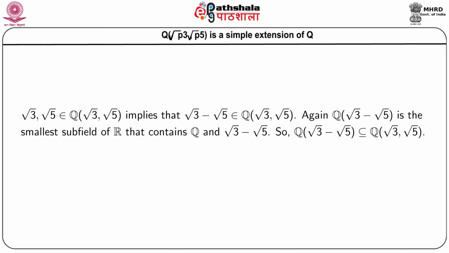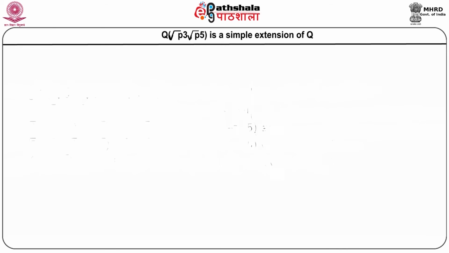Note that both root 3 and root 5 are in Q(root 3, root 5). Since Q(root 3, root 5) is a field, it follows that root 3 minus root 5 belongs to Q(root 3, root 5). Again, Q(root 3, root 5) is the smallest field that contains Q and root 3 minus root 5. So, Q(root 3 minus root 5) is a subset of Q(root 3, root 5).